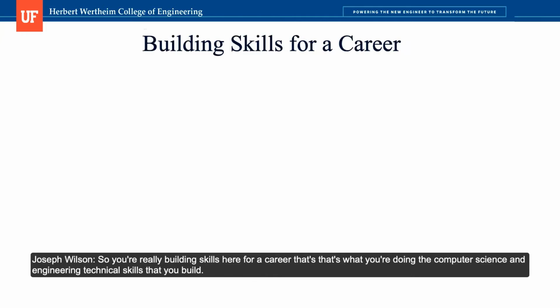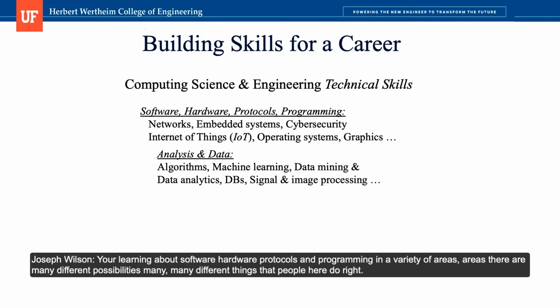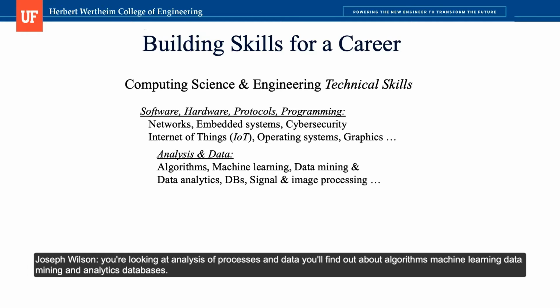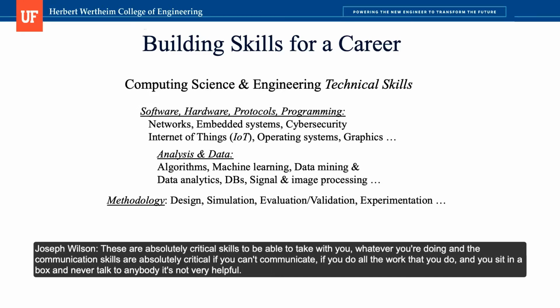So you're really building skills here for a career. That's what you're doing. The computer science and engineering technical skills that you build, you're learning about software, hardware, protocols, and programming in a variety of areas. There are many different possibilities, many different things that people here do, right? You're looking at analysis of processes and data. You'll find out about algorithms, machine learning, data mining and analytics, databases, all these kinds of things. You're learning about methods of design of systems and software, simulation, hardware in some cases, simulation of systems, evaluation and validation and experimentation.